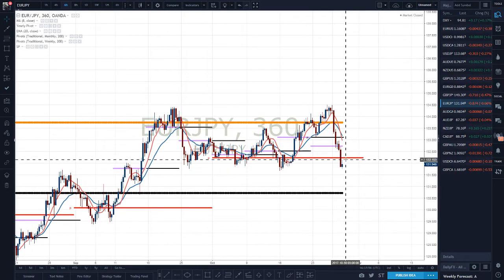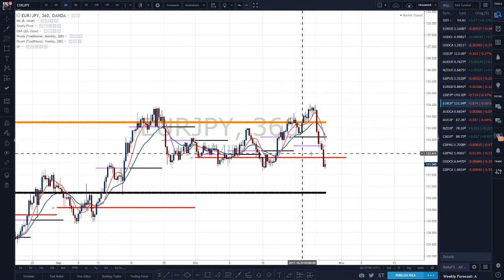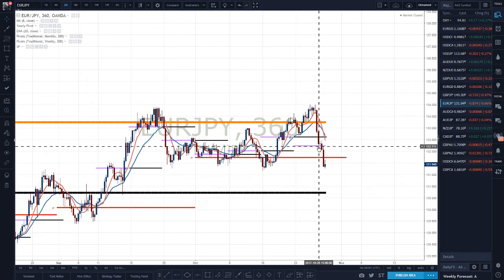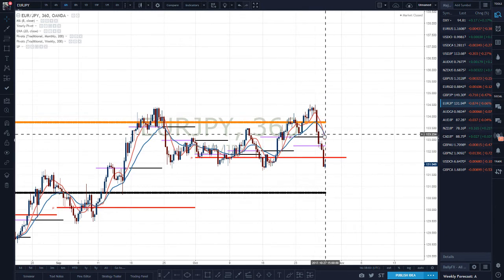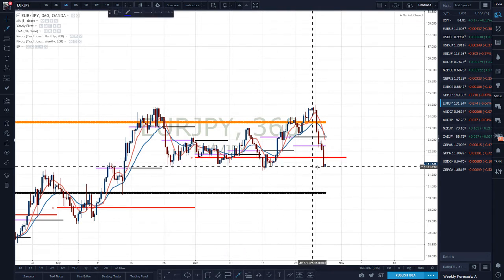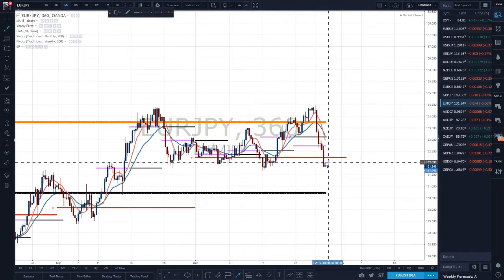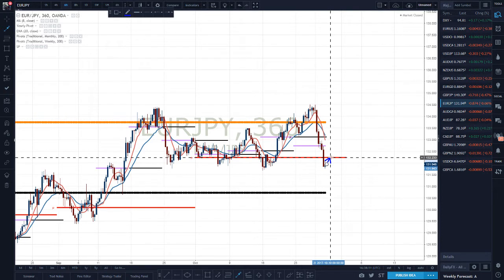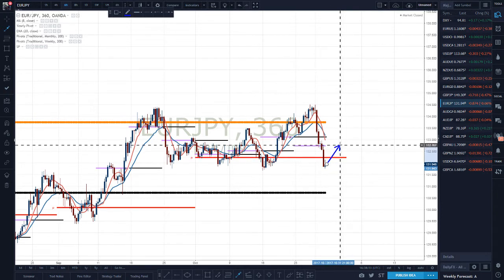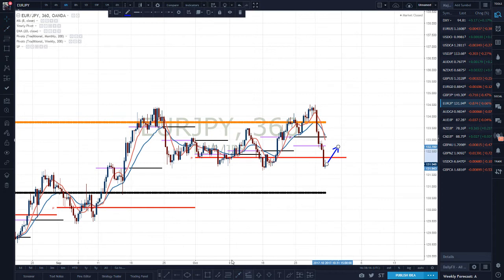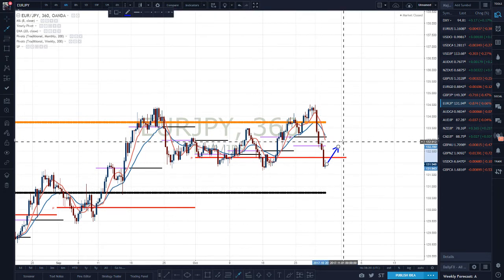Euro yen, price is below the monthly pivot point. The weekly is going to be just above. Moving averages are above. Look for possible pullbacks into the monthly pivot, then to head lower or back to the weekly pivot. If prices hold, then look for the pair to head lower.